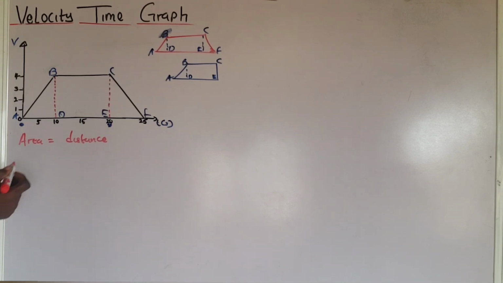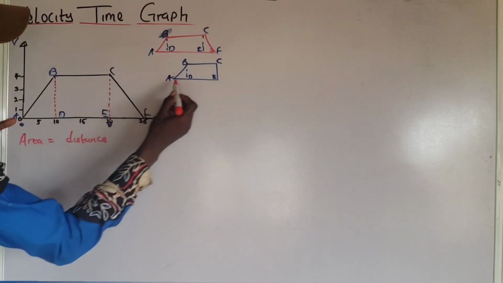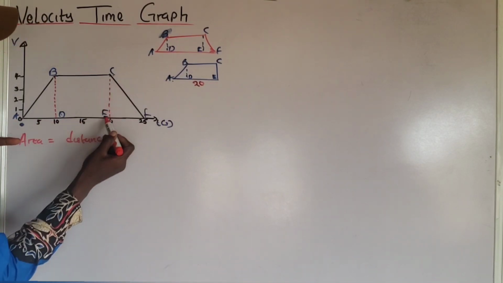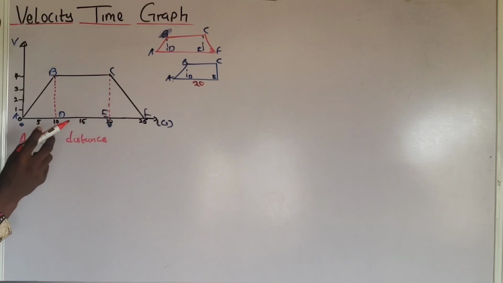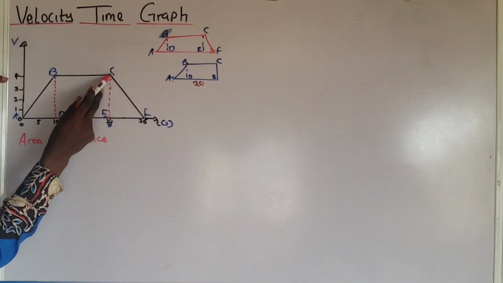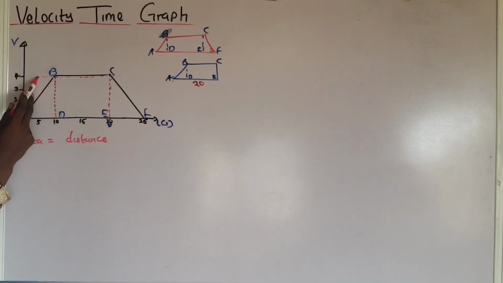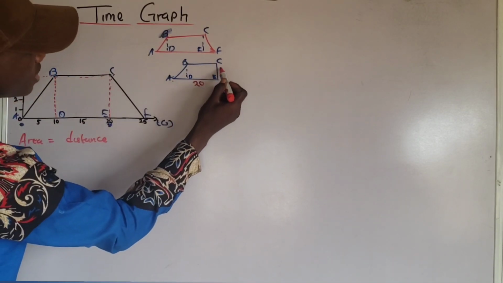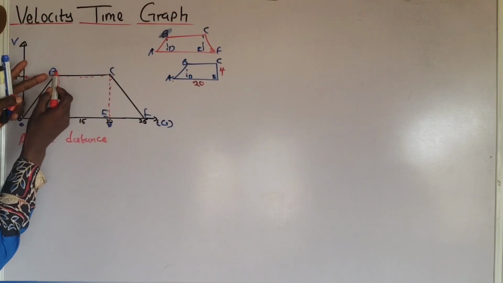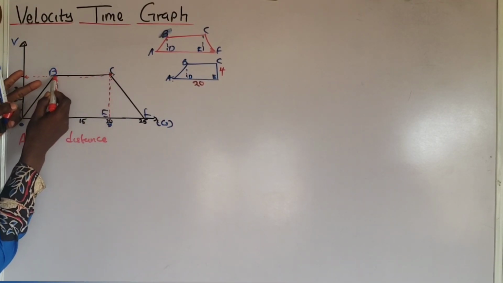You understand? So from this point to this point is 20. So from A to E is what? Is 20. From C to E is what? Hello, pay attention. From C to E, this distance that you see here, just trace it to the velocity side. That is 4. So from C to E it is 4. Now from B to C, which is the shape from this point to this point, please pay attention.